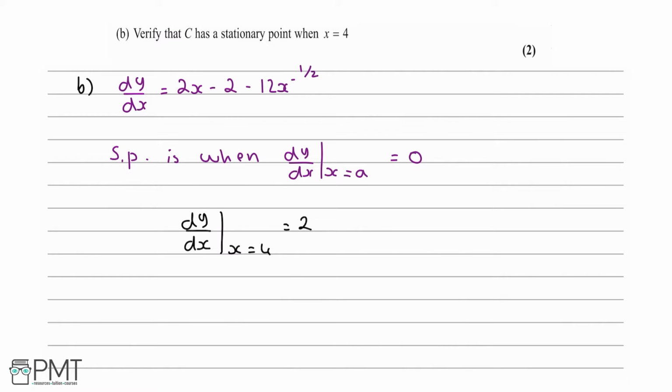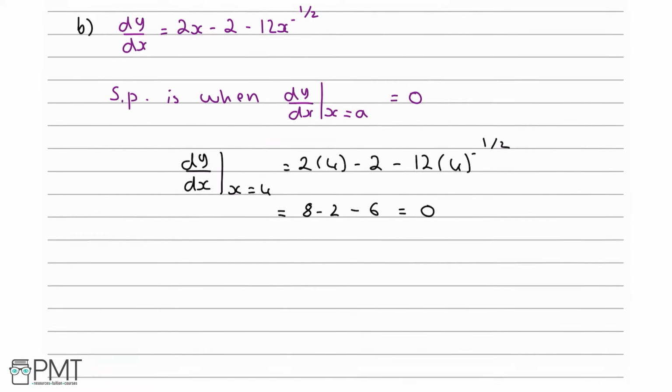dy by dx at x equals 4 equals, so now let's plug in our x values. So we have 2 times 4 minus 2 minus 12 times 4 to the minus 1 over 2. So let's start simplifying. We've got 8 minus 2 minus 12 times 4 to the minus a half. 4 to the minus a half is the same as 1 over root 4, which is 1 over 2. So minus 12 times 1 over 2 gets us minus 6. And this, in turn, equals 0.